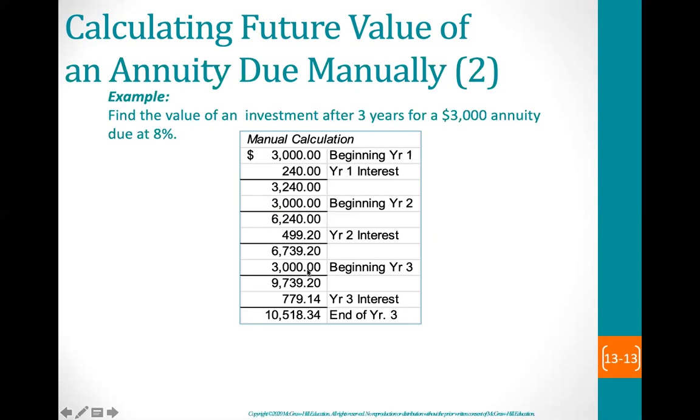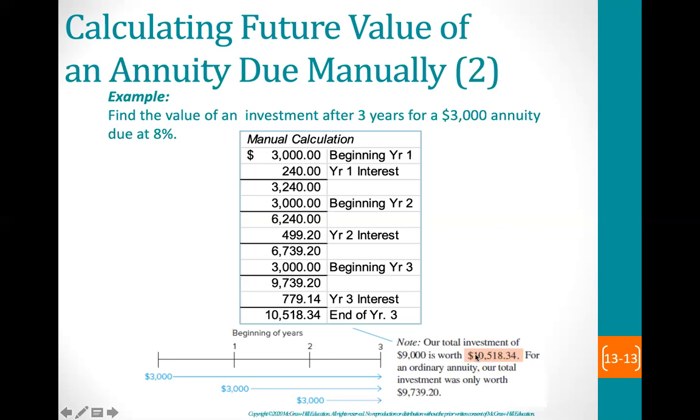The new year, we add $3,000 to it. So for our entire year, our balance is $9,739.20. So at the end of year 3, we add interest to that, and our balance is $10,518.34. Remember, for the ordinary annuity, our total investment was only worth $9,739.20. But with the annuity due, it's $10,518.34 because we're putting money in at the beginning of the year and it's in there for the entire year to earn money. Whereas the ordinary annuity, we're putting it in at the end of the year.